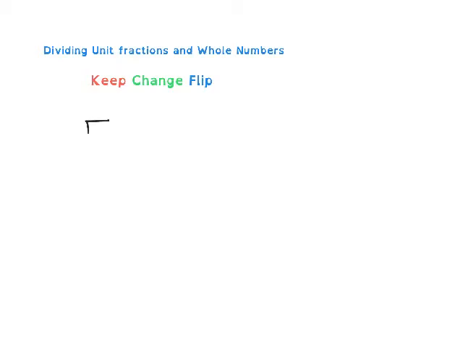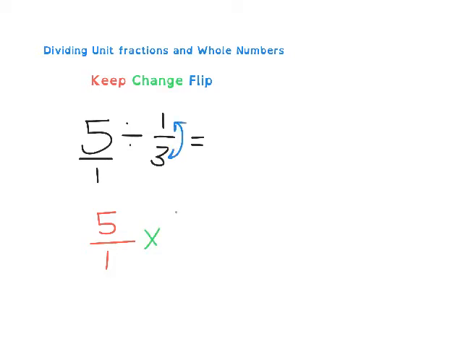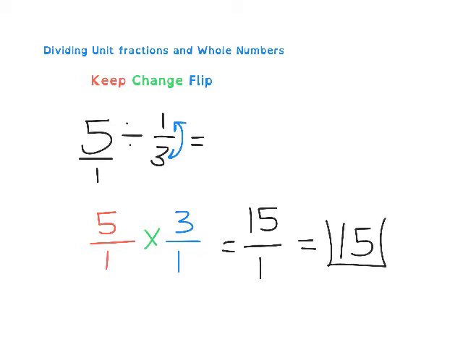So first we're going to start with dividing a whole number by a unit fraction. If we had 5 divided by 1/3, we're going to put a 1 underneath the whole number. We are going to keep the first number, so 5 over 1. We are going to change the division sign to a multiplication sign, and we are going to flip the second number to be 3 over 1. And now we know how to multiply two fractions, so 5 times 3 is 15, and 1 times 1 is 1, which means the answer is 15.